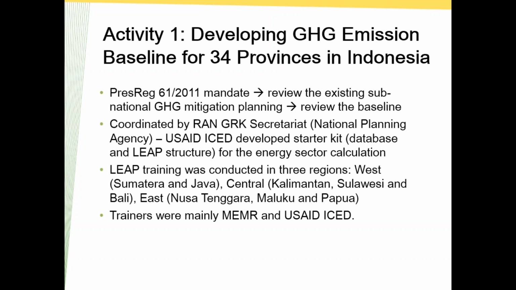After we developed the database and LEAP structure, we also conducted training in 3 different regions in Indonesia. For your information, Indonesia has 34 provinces right now, so we don't think it would be effective to do the training for all 34 provinces at once. That's why we divided them into 3 regions. The West region covers the Sumatra and Java Islands, the Central region covers Kalimantan, Sulawesi, and Bali provinces, and the Eastern region has Nusa Tenggara, Maluku, and Papua. If you're not familiar with those provinces, just open the map and see how many provinces we have to cover.